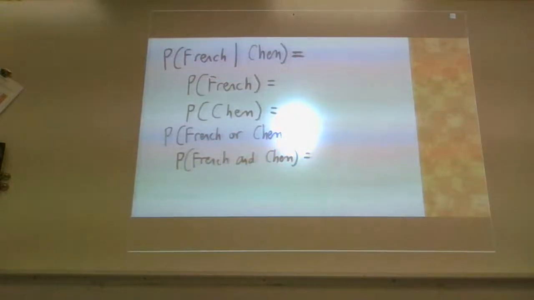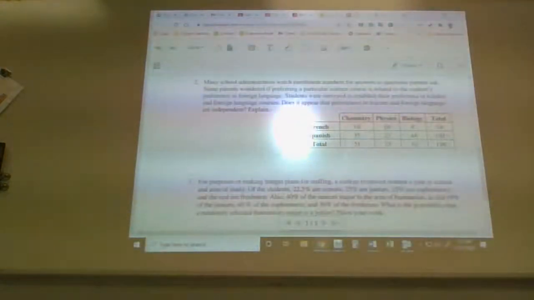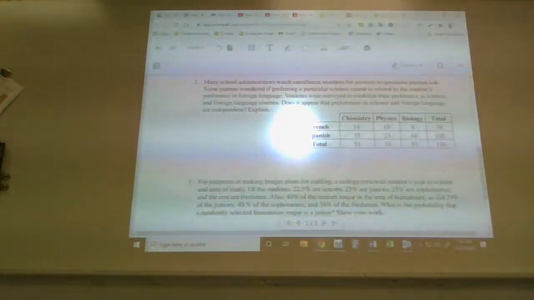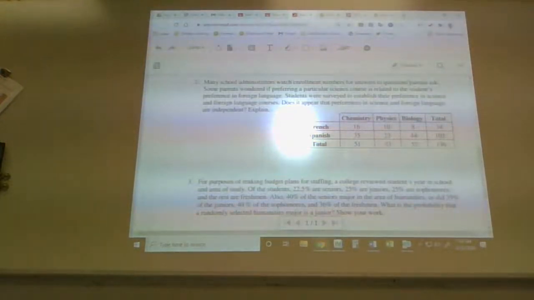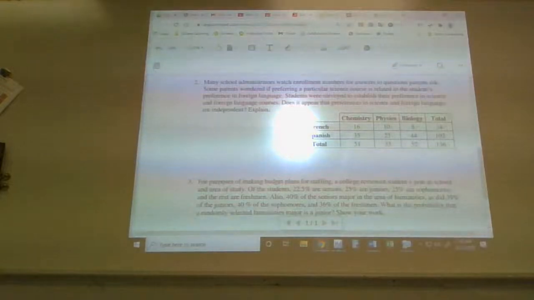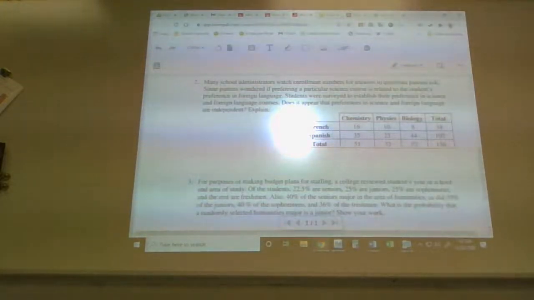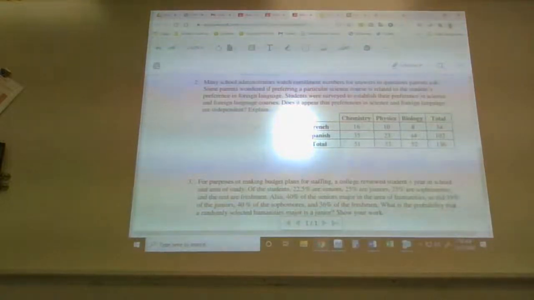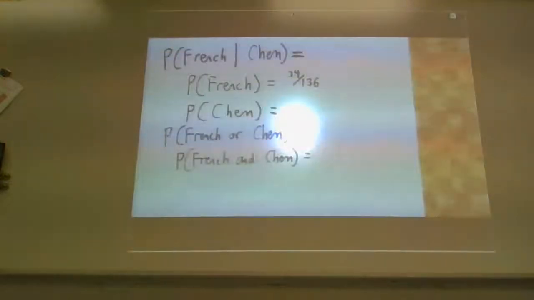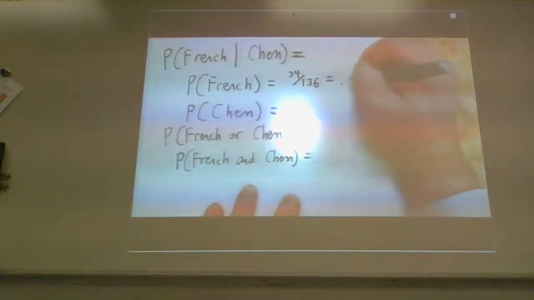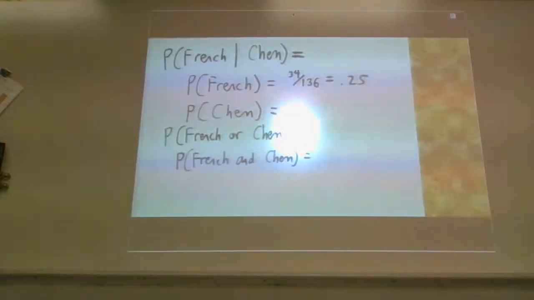Let's start with French. First of all, according to this table, how many total people prefer French? Total people. Out of what? 136. Hold on. 34 out of 136. I put that right there. 34 divided by 136. That is literally equal to 0.25. I mean, it's right on the dot. Good for them.